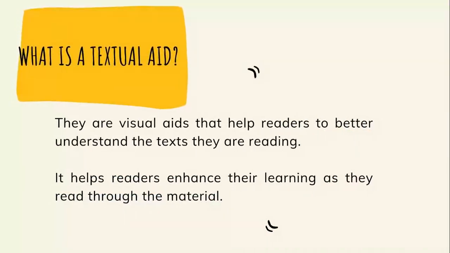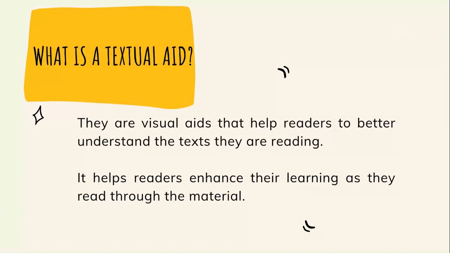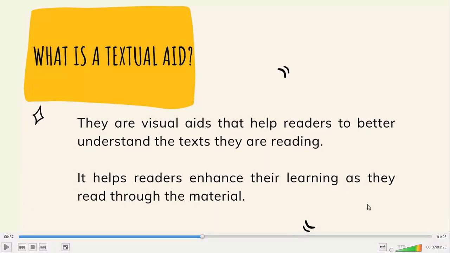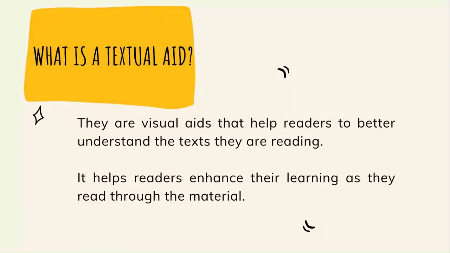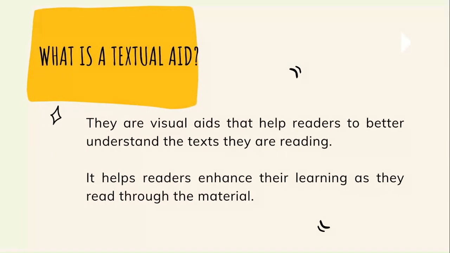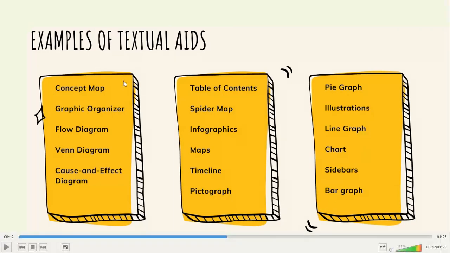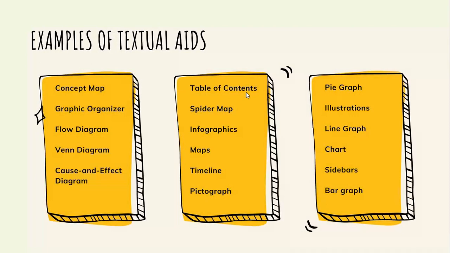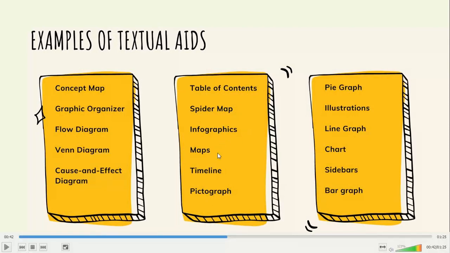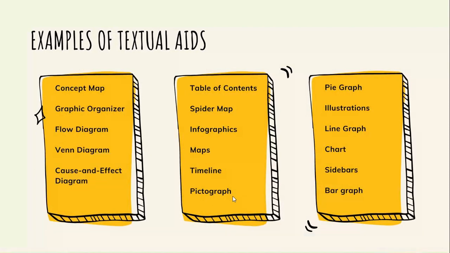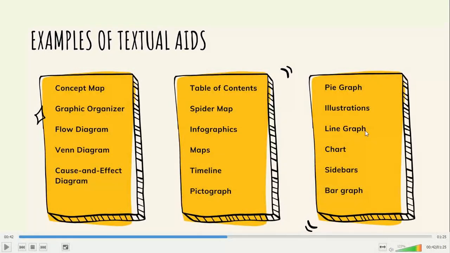Now, let's find out what is a textual aid. They are visual aids that help readers to better understand the text they are reading. It helps readers enhance their learning as they read through the material. Now, what are the examples of textual aids? We have concept map, graphic organizer, flow diagram, Venn diagram, cause and effect diagram, table of contents, spider map, infographics, maps, timeline, pictograph, pie graph, illustrations, line graph, chart, sidebars, and bar graph.